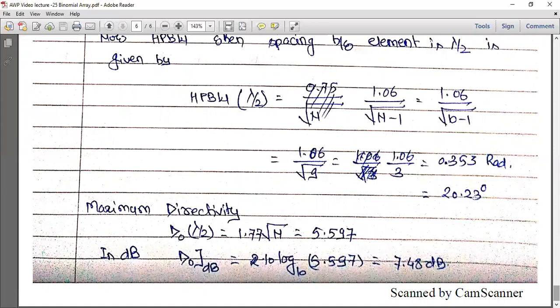Okay, so in this manner, we had studied the first topic, or first non-uniform antenna array, in our syllabus.